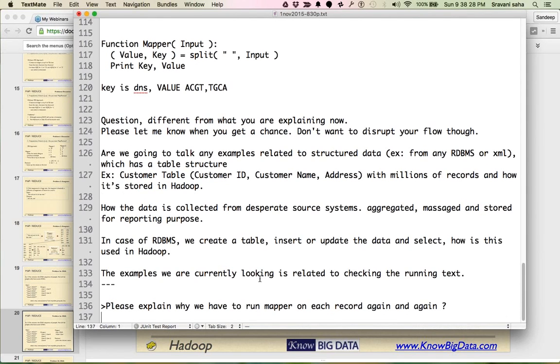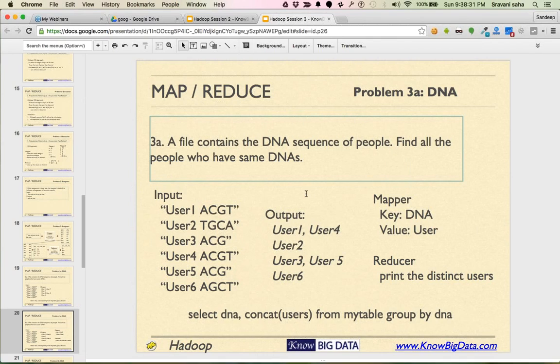Sushant's question is, please explain why we have to run mapper on each record. It will be Hadoop that calls your mapper again and again, feeding it a record at a time, for each line. We are not reading the text file. Hadoop is reading the text file. We are just telling Hadoop, hey, here is my mapper program, here is the URL of my file, and here is my reducer. And once you are done, please save it somewhere. That's what you're going to tell Hadoop.